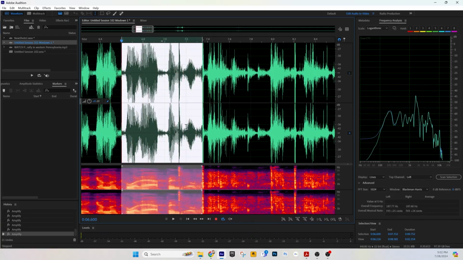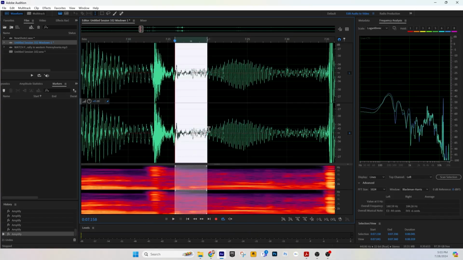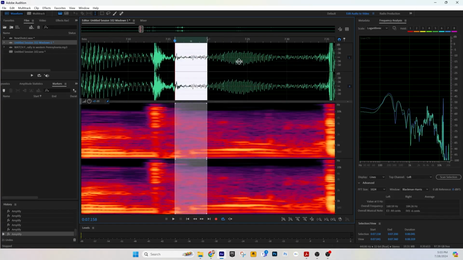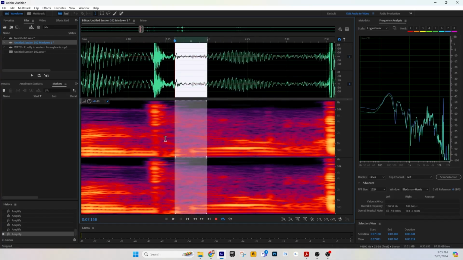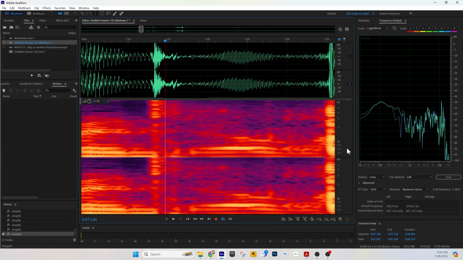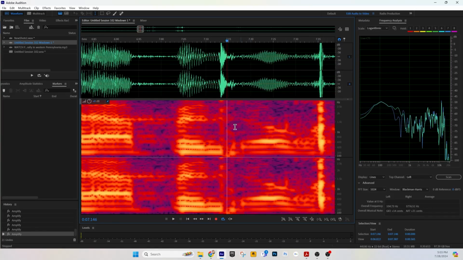So it still ducks a little bit, and I can come in here and try to fix it. Part of the problem is, and I think this is kind of interesting, you can see the harmonics of Trump's voice right here.